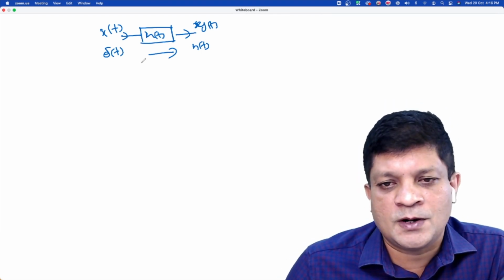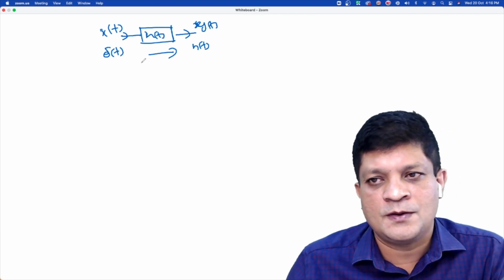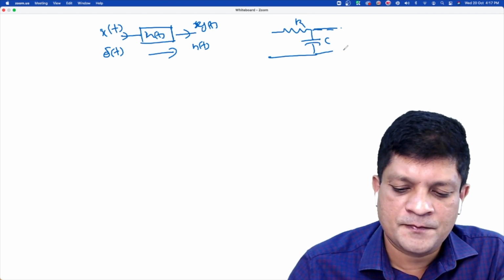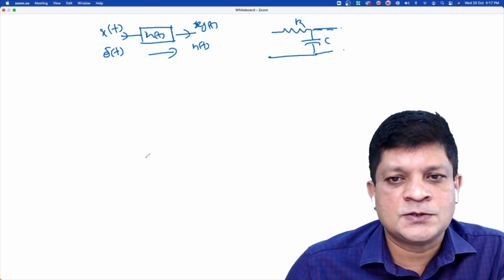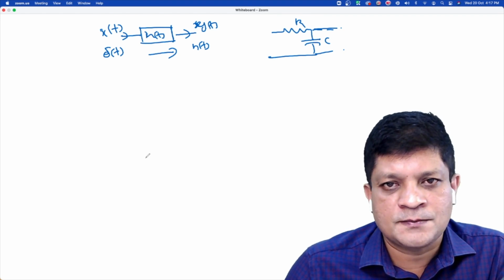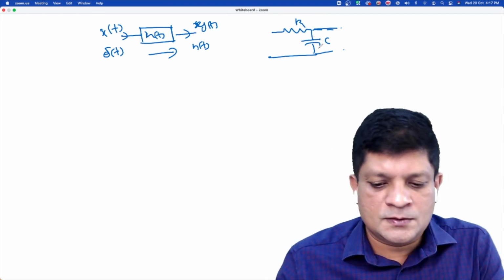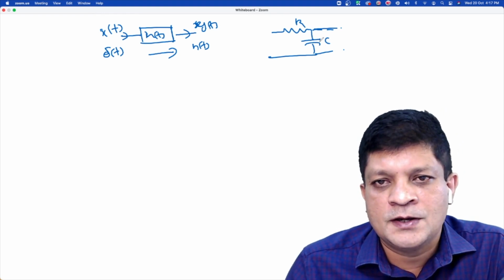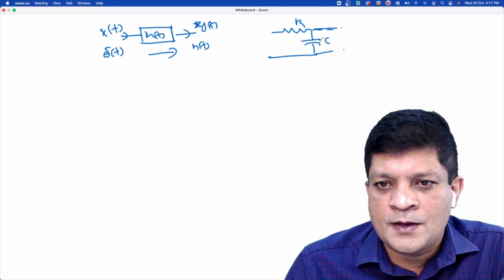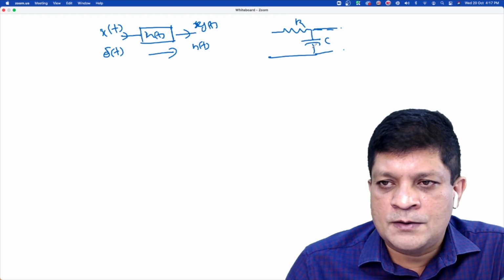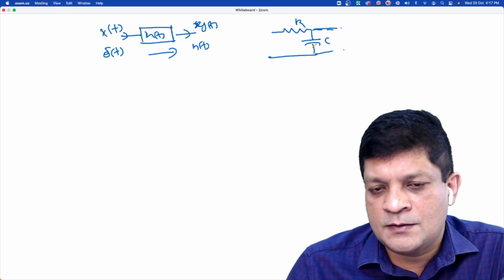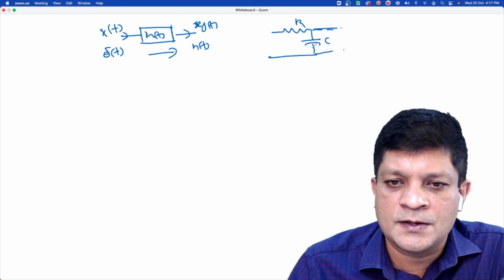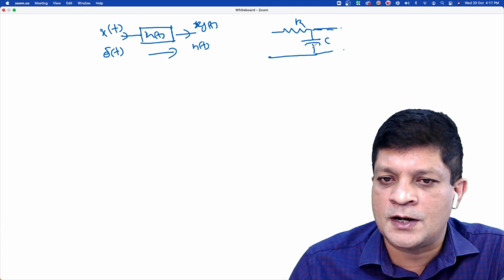If you are given a system, how do you find its impulse response? Did I explain this? How to find the impulse response of an RC circuit, using your normal circuit analysis techniques. I think I have explained that. So for some systems we can find the impulse response theoretically, particularly when the system consists of RLC circuits. If it is an RLC circuit, we can theoretically find the impulse response using the normal circuit analysis techniques.